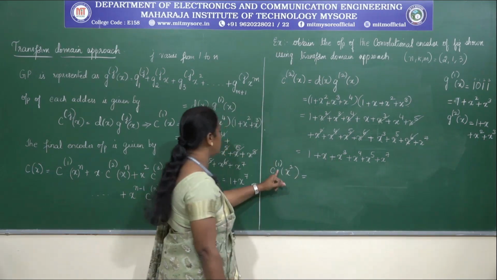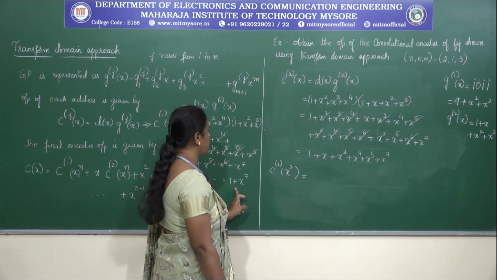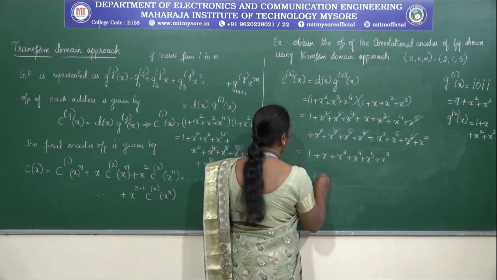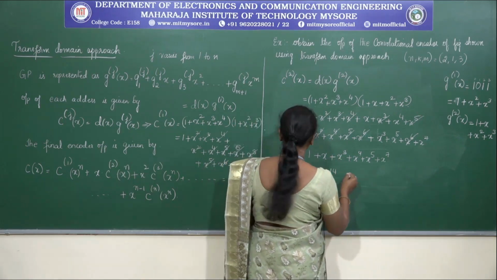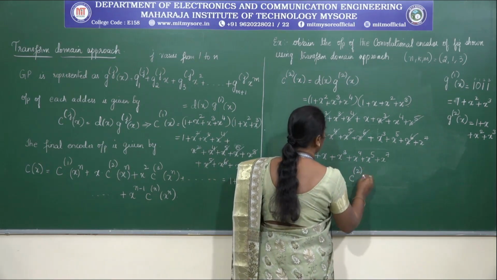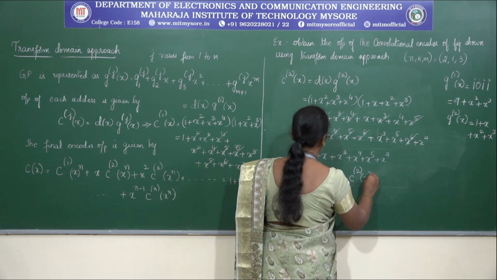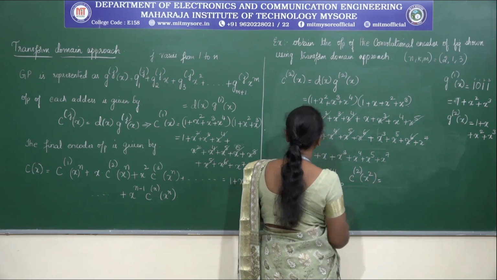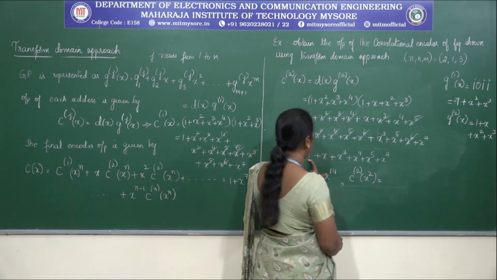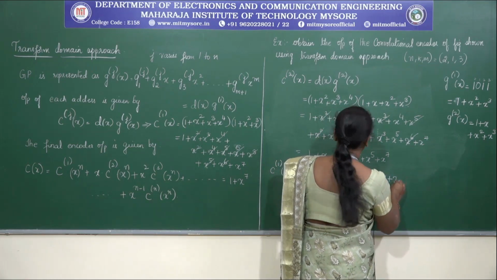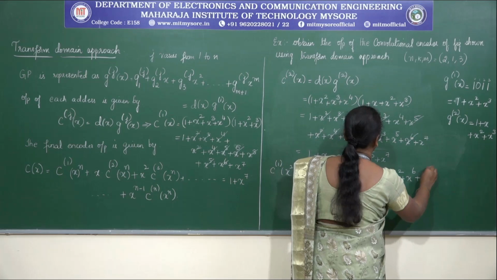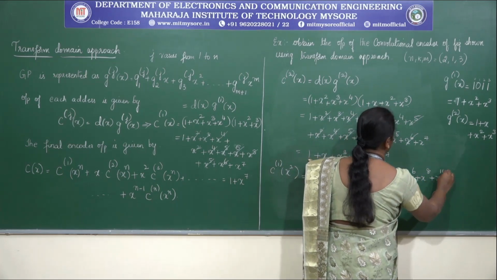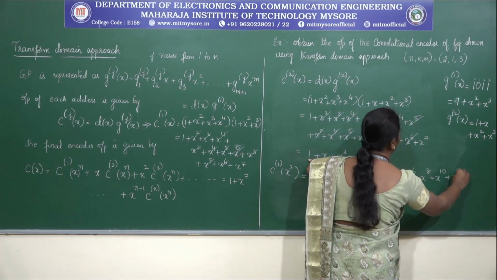So the first is x square with respect to c1 of x, so 1 plus x square means it is x to the power of 14. Then we have c2 of x to the power of n. So this is your c of 2, that is c2. So it is 1 plus x square 6, 8, 10 and 14.